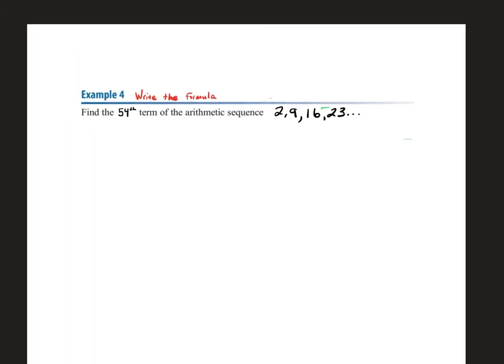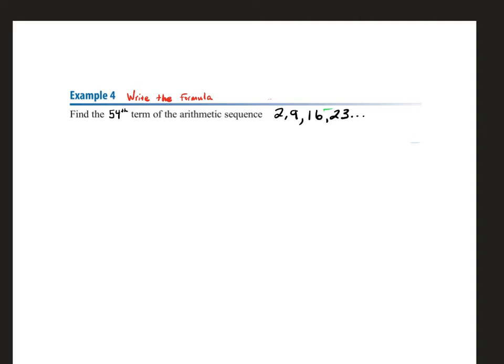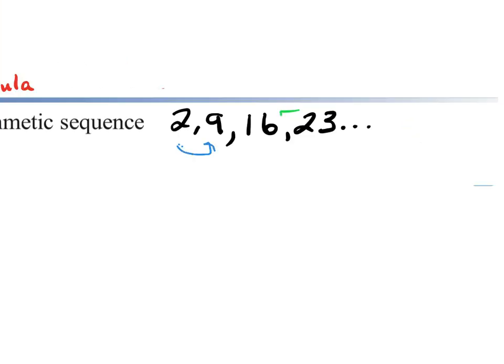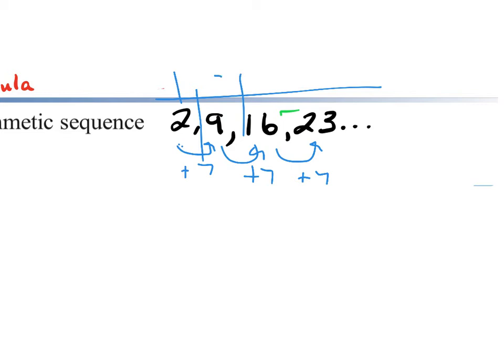The next one, it tells us to find the 54th term in the arithmetic sequence. So first thing we want to do is find our common difference. What do we have to add to go from 2 to 9? We add 7. What about from 9 to 16? We add 7. And from 16 to 23? We add 7. So 2 is our first term. 9 is our second term, 16 is our third, 23 is our fourth. And what is our d? What's our common difference? 7.